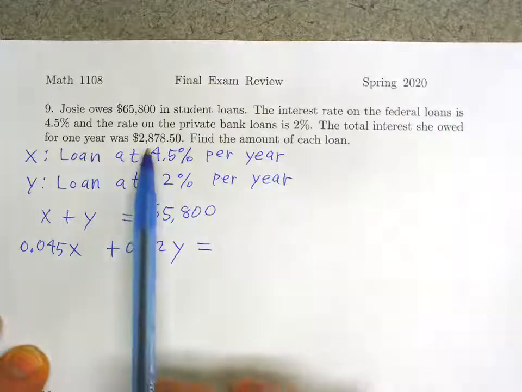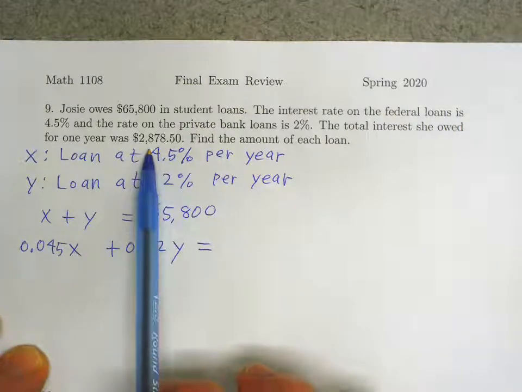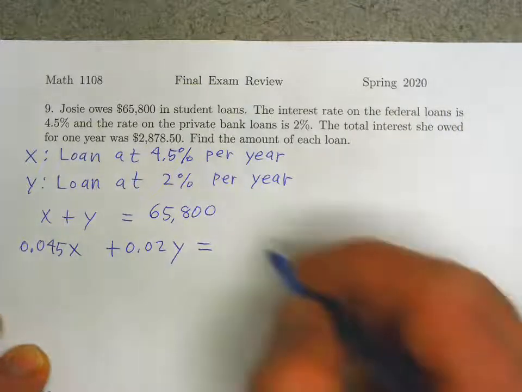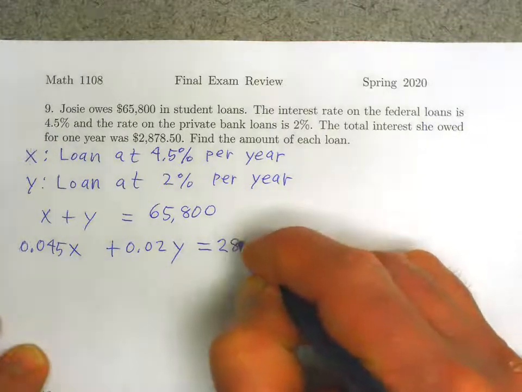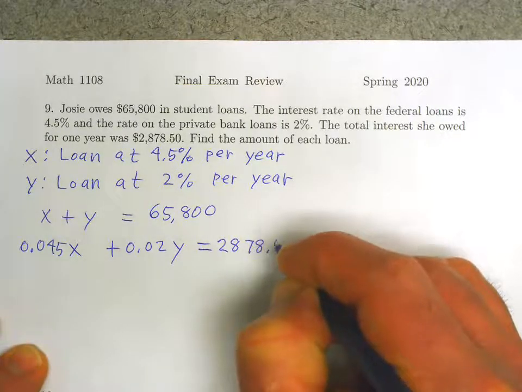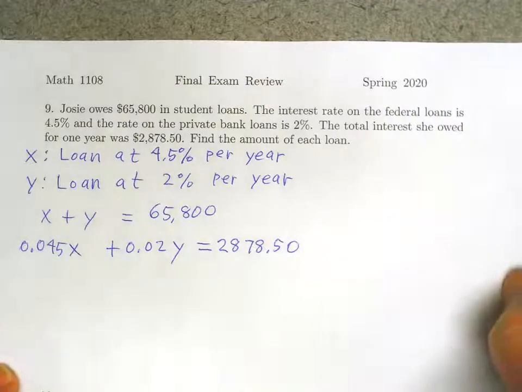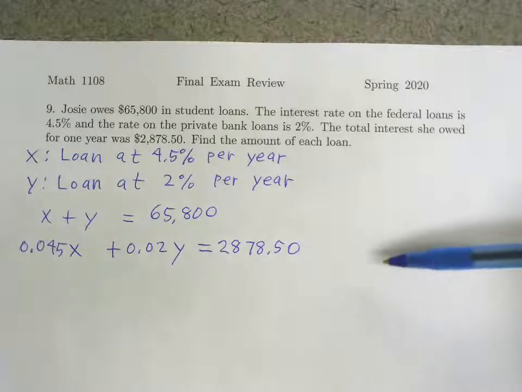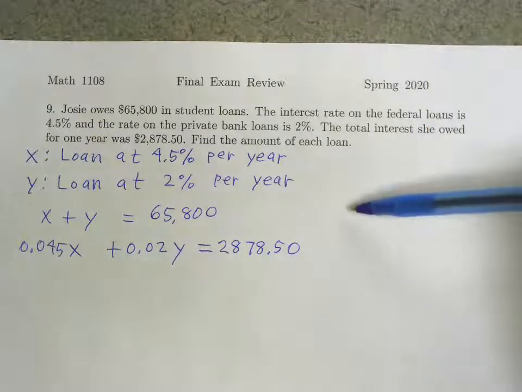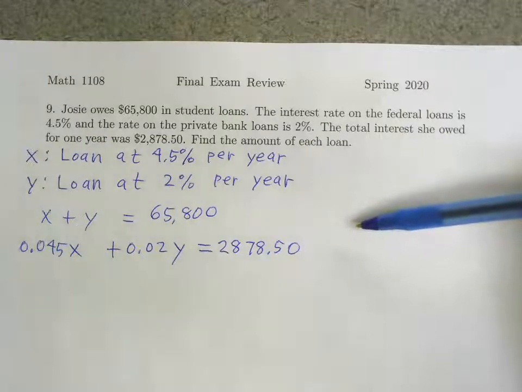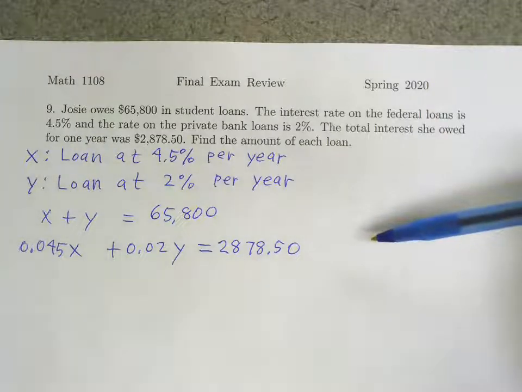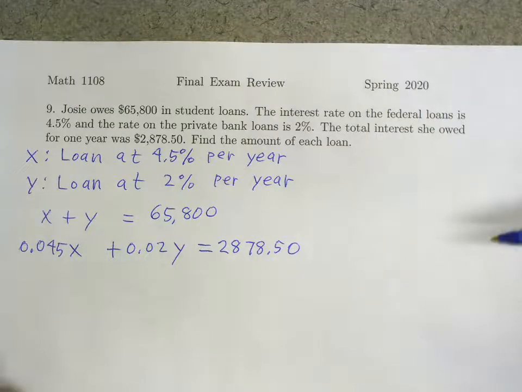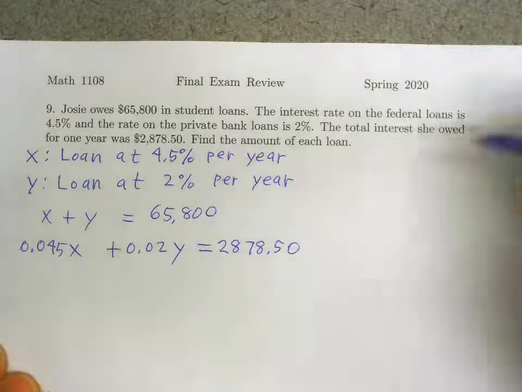And then we're told that the total amount of interest on both accounts after 1 year was $2,878.50. So we want to solve this system of two equations using one of our methods. We can use substitution or the addition method, the elimination method.